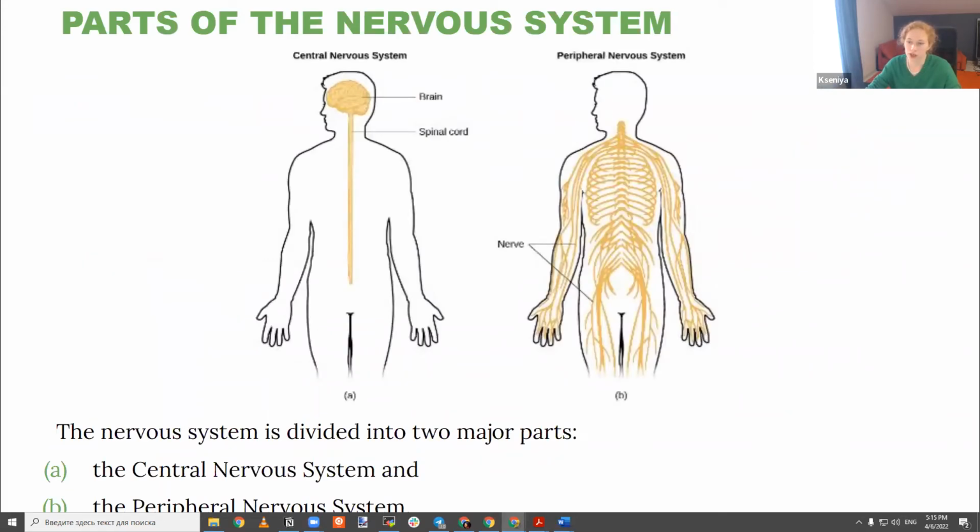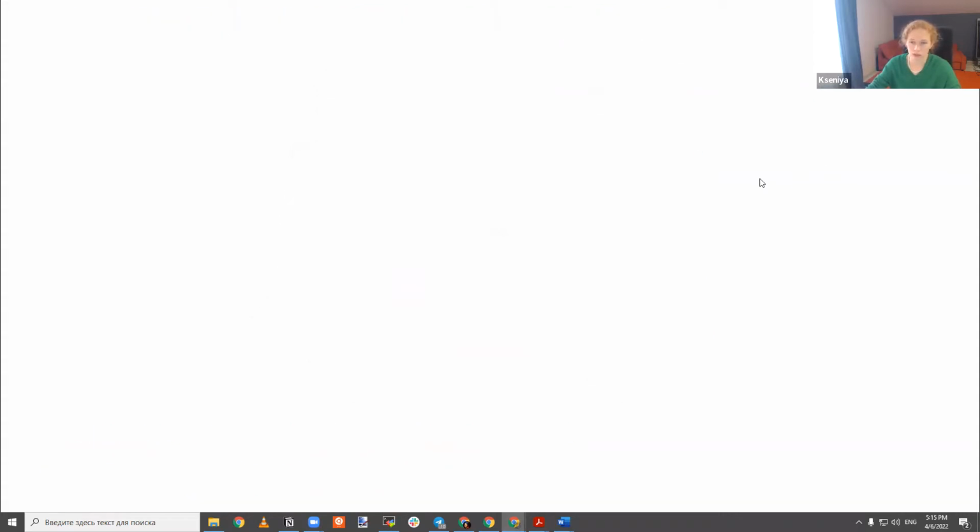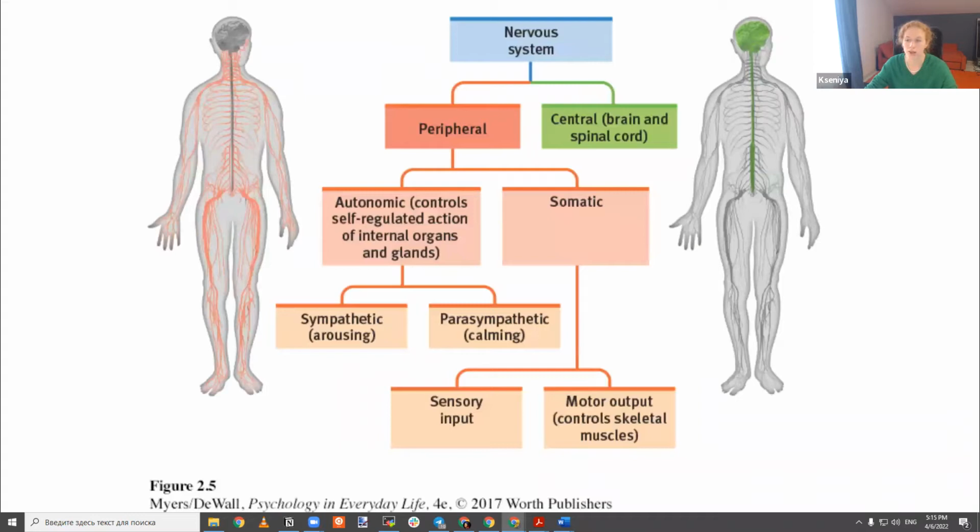So nervous tissue first arose in worm-like organisms about 550 to 600 million years ago. And in vertebrates, it consists of two main parts: the central nervous system, or CNS, and the peripheral nervous system, or PNS. And the PNS consists mainly of nerves, which are enclosed bundles of the long fibers or axons that connect the CNS to every other part of the body.